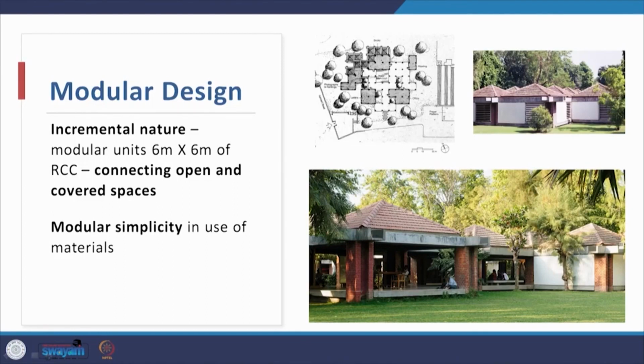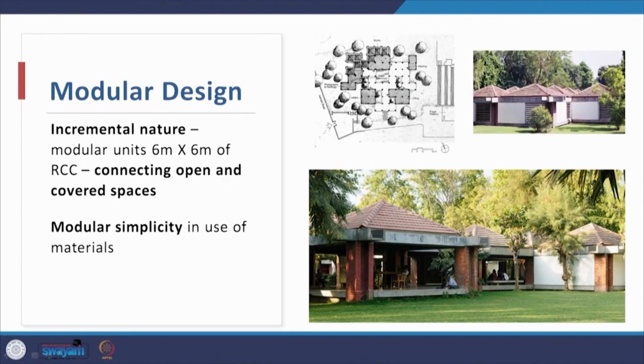Now there is the other important concept of incremental growth. This is the first project where we see incrementality in the works of Charles Correa, but the same idea would keep on reappearing in his projects. For example, if we have an opportunity, we look at Belapur housing, where again the same idea of incrementality has been looked upon. Here we have modular units that are 6 by 6 meters, with an RCC connecting both open and covered pavilions.